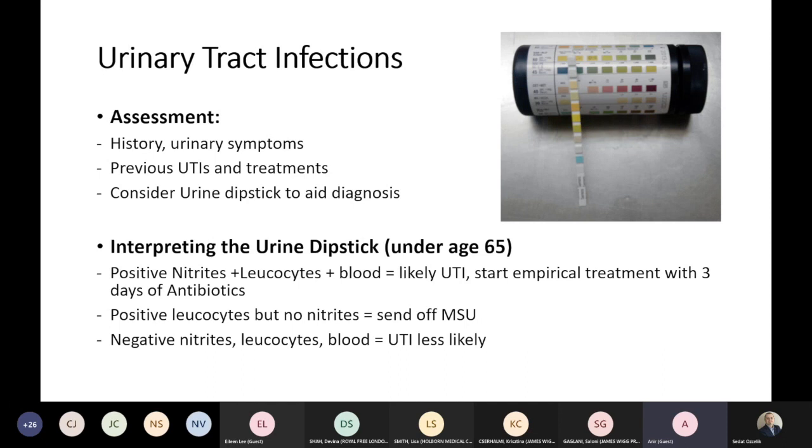How do we interpret the urine dipstick? So if they have nitrites and leukocytes, it really helps reinforce that it's likely a urinary tract infection, and we can start antibiotics empirically with 3 days of treatment. Now, if they've only got leukocytes, you may want to send it off as an MSU, and depending on the extent of symptoms, you may want to treat. Now, if they've got a negative urine dipstick, then in the absence of good, going urinary symptoms, it's less likely. Next slide, please.